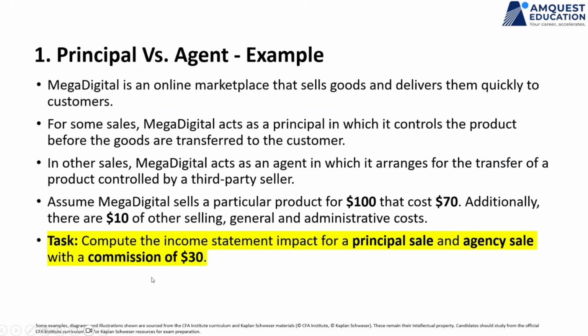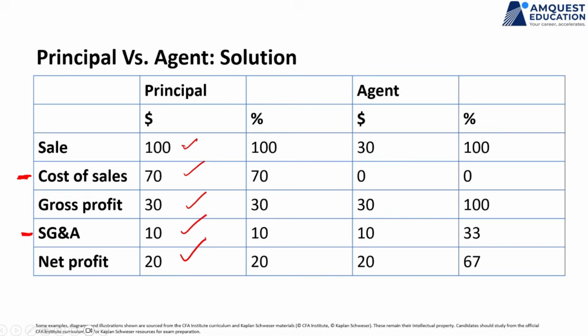Now, in an agent, please remember, in an agent, you are only getting commissions, right? If it's an agency sale, you will get a commission of $30. You don't have to manufacture or sell anything. There's no cost of sales. You're not the manufacturer. You're just acting as an agent. You take the product and you sell it. So gross profit is 30, but to sell, you have to spend $10. And therefore your net profit is 20.